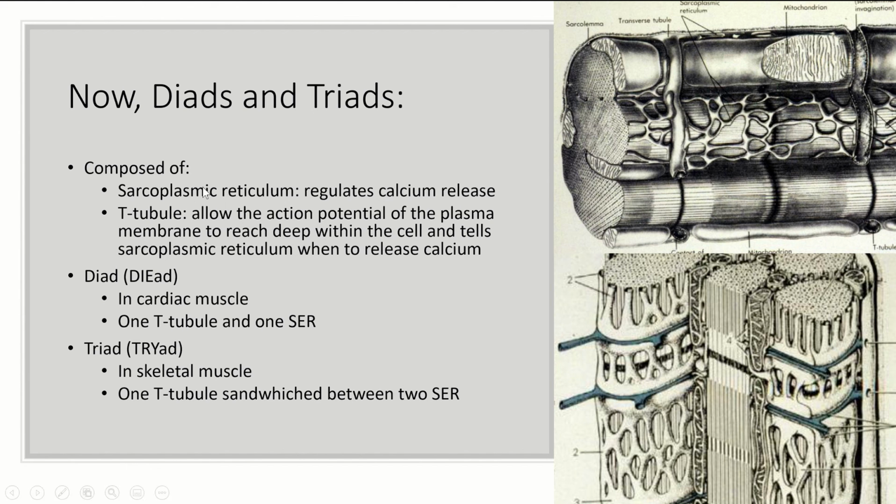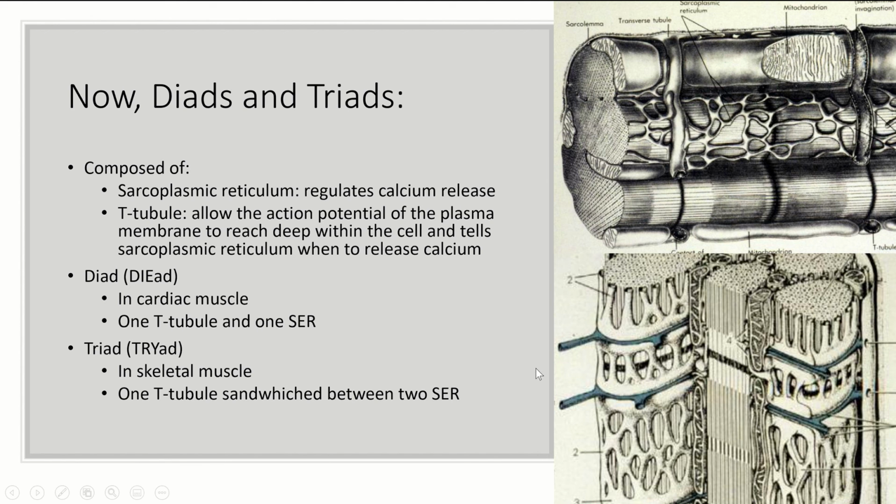So what they're composed of is a sarcoplasmic reticulum. What the sarcoplasmic reticulum does is it regulates calcium release. So it is a big calcium storage pool. Calcium, believe it or not, is needed for contraction of these actin and myosin proteins, okay? So whenever the sarcoplasmic reticulum decides, okay, I've been told to release calcium, it's going to release it. And that's what's going to allow the actin and myosin to contract, okay? And what tells the sarcoplasmic reticulum to release its calcium is going to be this thing called the T-tubule, okay?